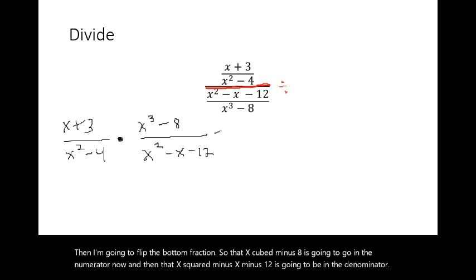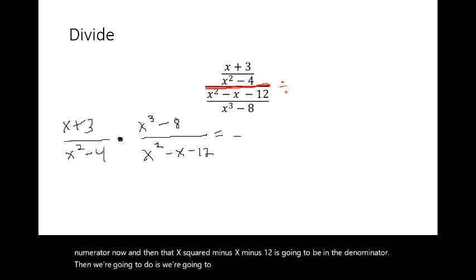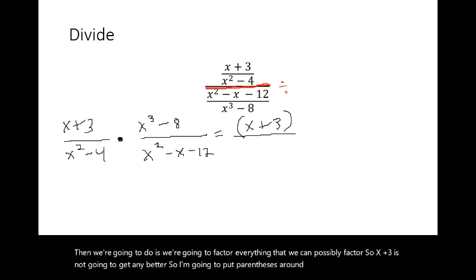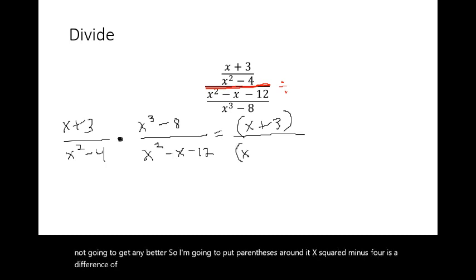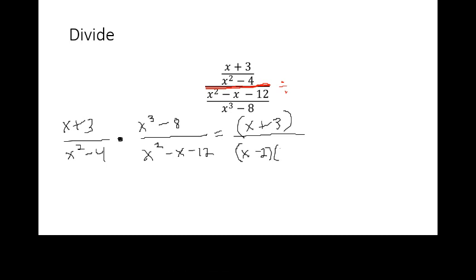Then what we're going to do is factor everything that we can possibly factor. So x plus 3 is not going to get any better, so I'm going to put parentheses around it. X squared minus 4 is a difference of squares, so I'm going to factor it as x minus 2 times x plus 2.